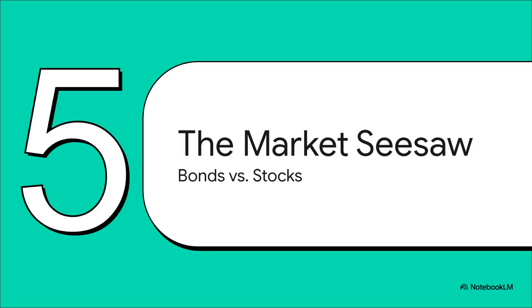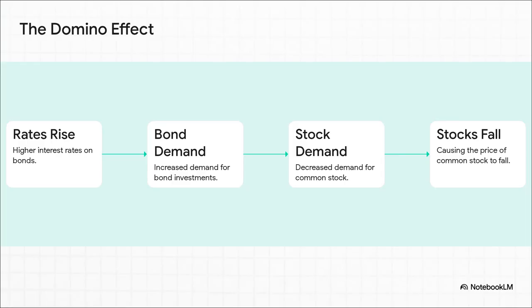Section 5. The market seesaw. Bonds versus stocks. So why does the equity market care so much about this? Well, how this term structure impacts the broader financial landscape is a total domino effect. Let's walk through it. Step 1. Imagine bond interest rates rise. Suddenly, the yield, that reward for holding the debt, starts looking really, really attractive. Step 2. Because the reward is higher, investor demand for those bonds shoots up as capital naturally flows toward the best risk-adjusted return.